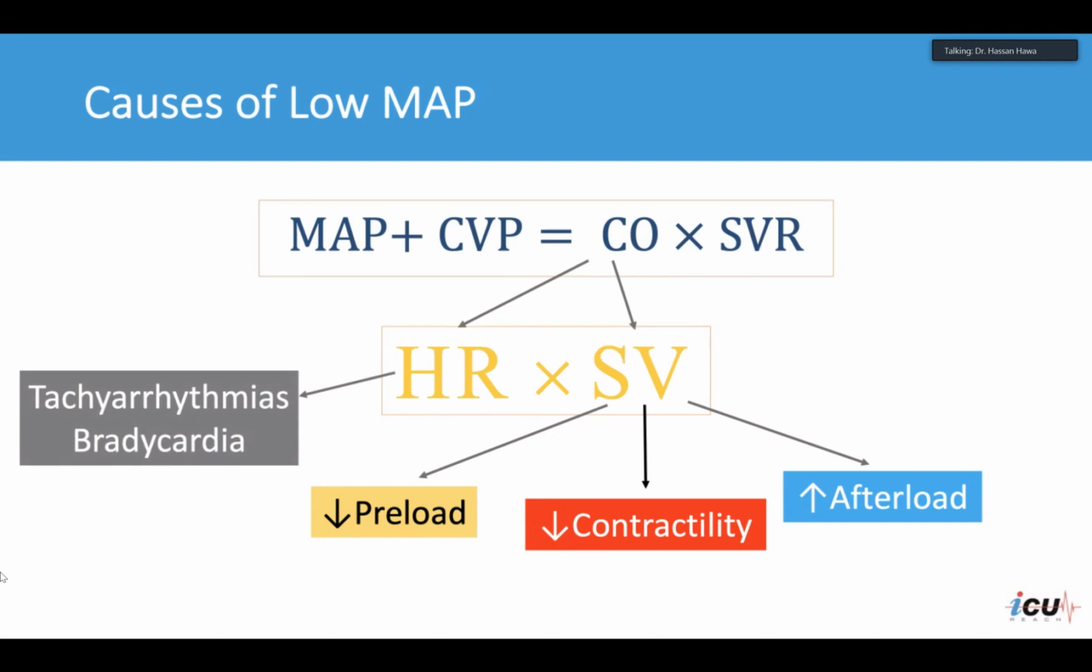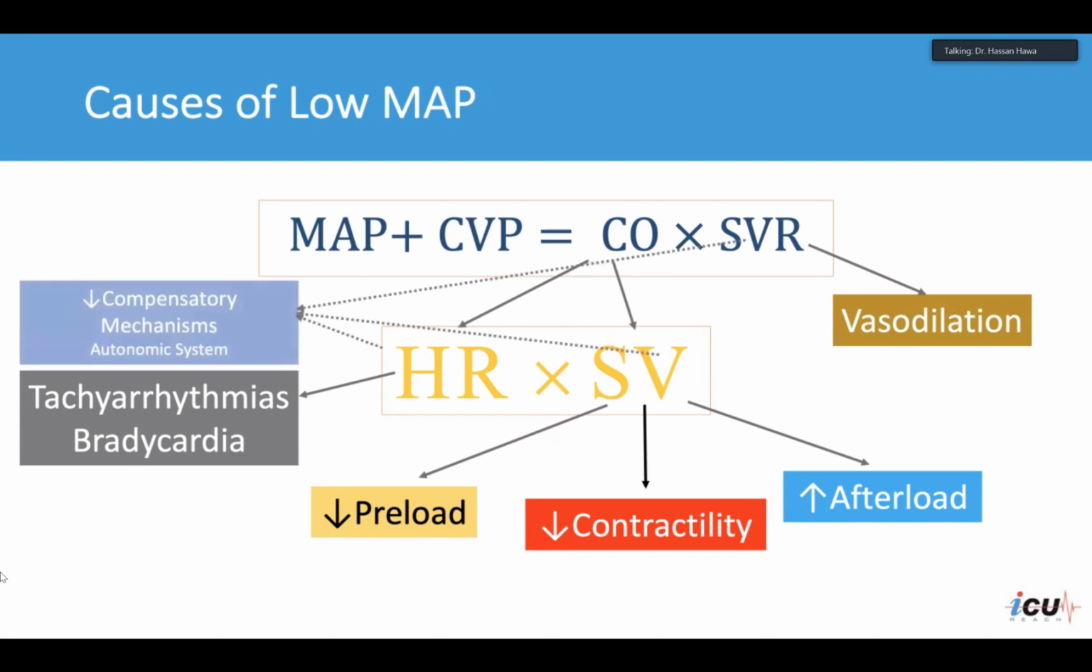And if there is severe disturbance to the heart rate, either tachyarrhythmias or severe bradycardia, then that might lead to hypotension. And we did mention that the systemic vascular resistance, when it drops, leading to vasodilatation, then that will cause hypotension, as we see in distributive shock.